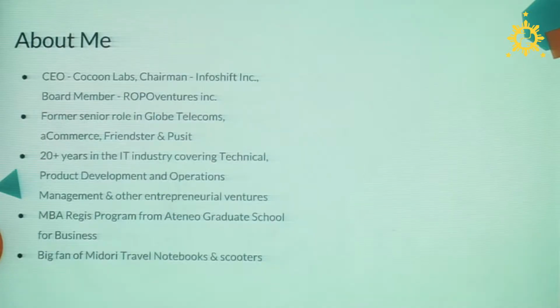Okay, so about me, I'm currently the CEO, also chairman of InfoShift Inc., which is a system integrator, and then board member of Ropo Ventures Inc., which is more e-commerce. Then, yeah, I've been in the industry, stuff like that. And then I like Midori Traveler's notebook.